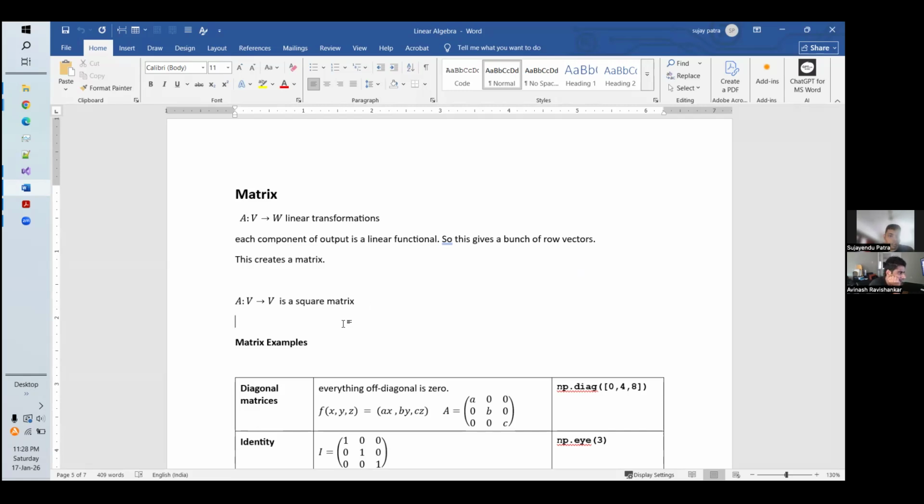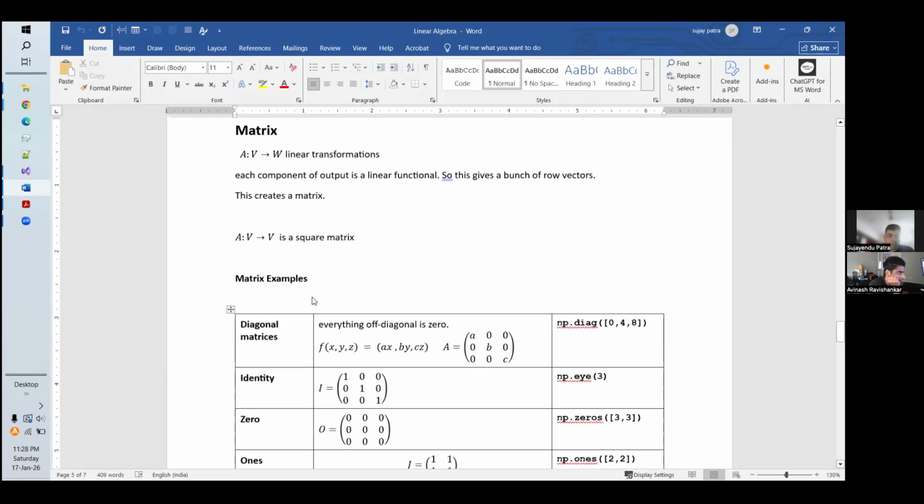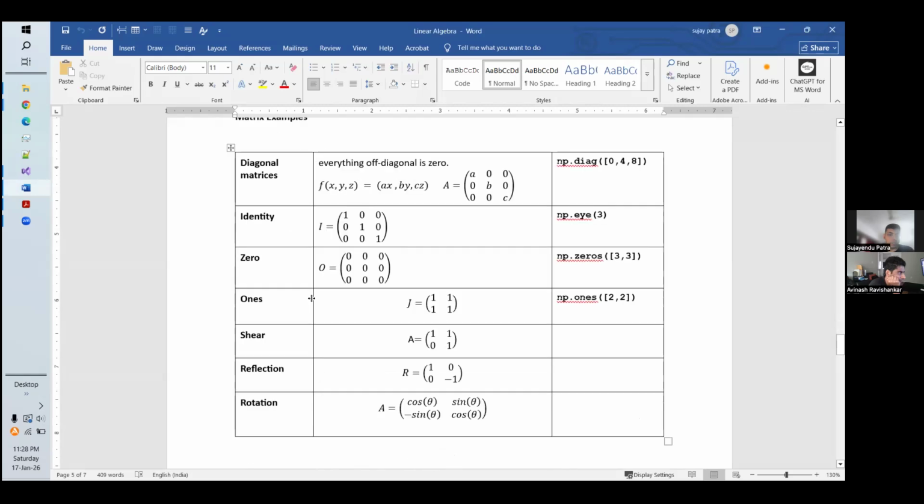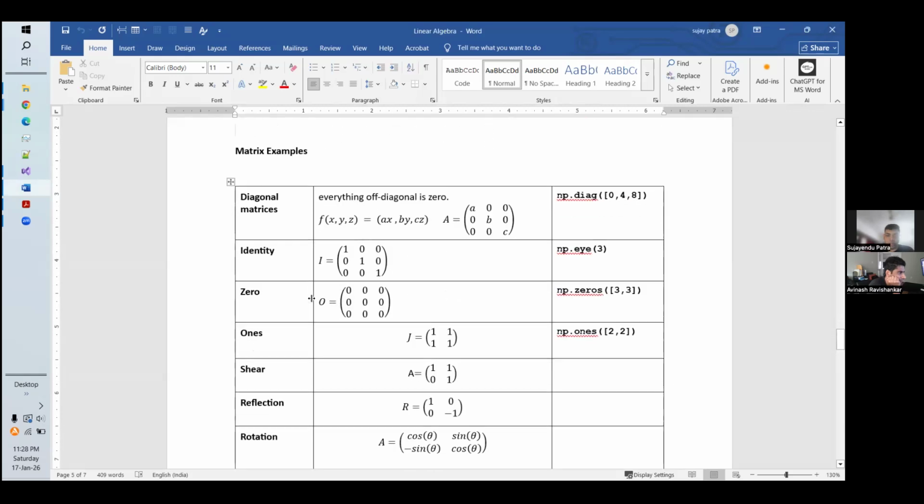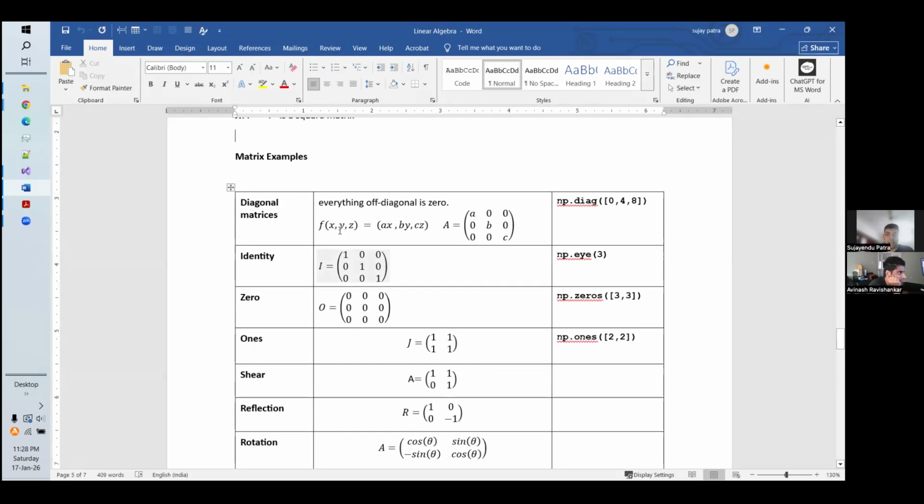So what I did was I collected some examples of matrices which we'll be using. You probably know all this, but let's just go through it together. So easiest is diagonal matrices. Diagonal matrices means basically that everything off the diagonal has to be zero.